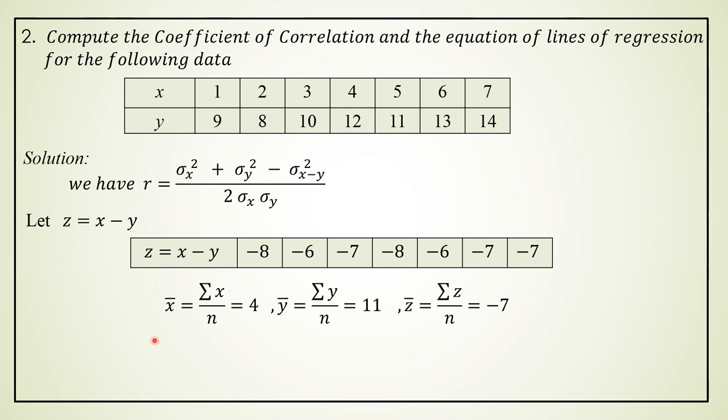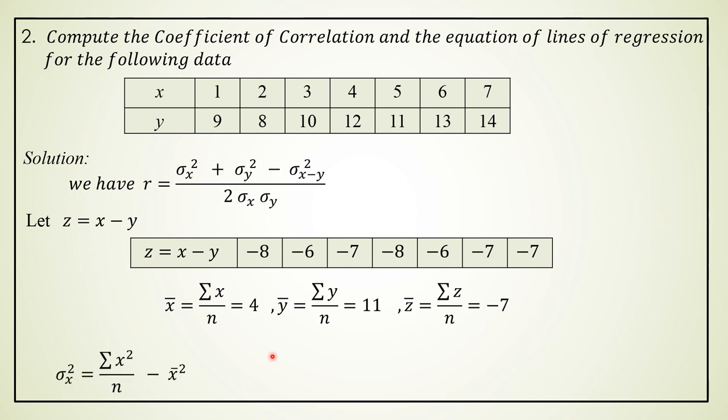After computing the value of z, compute the mean of x, y and z. So the mean of x is equal to the sum of the values of x divided by n. What is n over here? n is 7. They have given you 7 data points over here. So the summation of x divided by 7 will be equal to 4. Similarly, the sum of the values of y divided by n is equal to 11, and the summation of values of z divided by n, that is divided by 7, is -7.